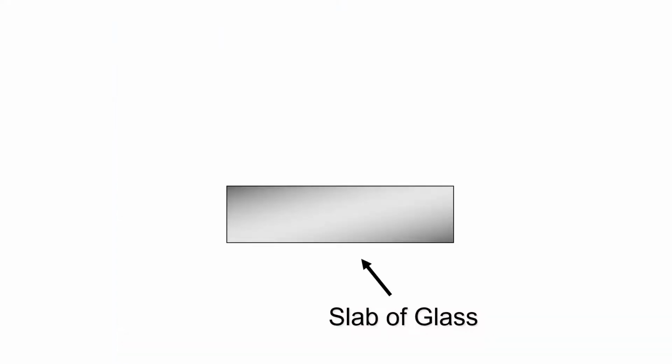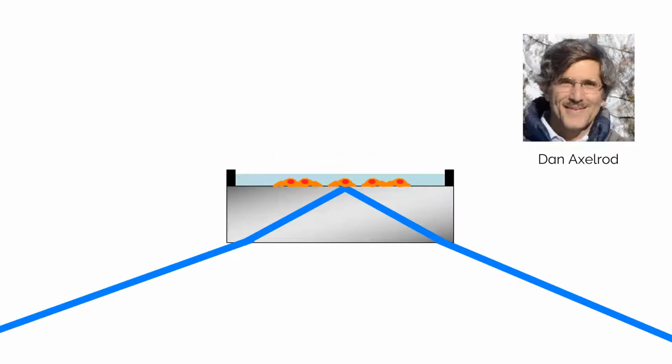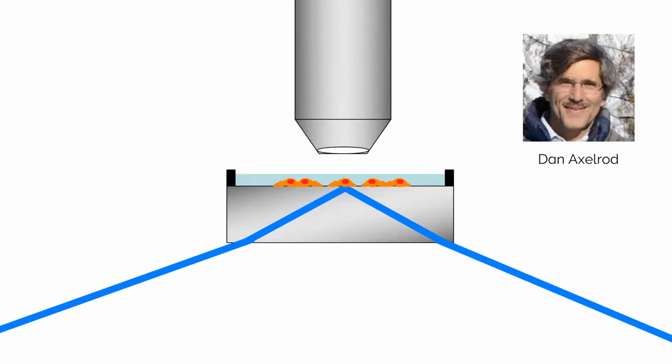So, what's the application of all this? Let's again consider our slab of glass from a side view profile. In the early 1980s, Dan Axelrod, who's now an emeritus professor of the University of Michigan, Ann Arbor, had the bright idea to culture some living cells on the slab of glass, pass a laser beam through the glass at a large oblique angle, and then put the entire setup under a microscope.